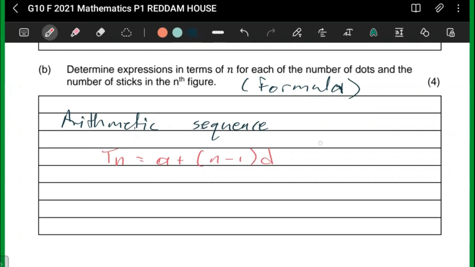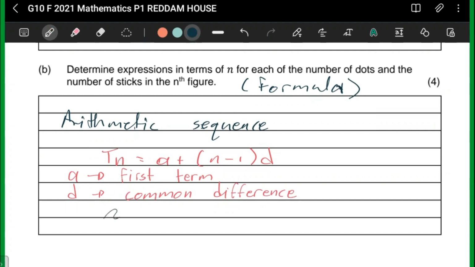Now the idea is a is your first term, and d is your common difference. As long as you have these two, you'll be good to go.